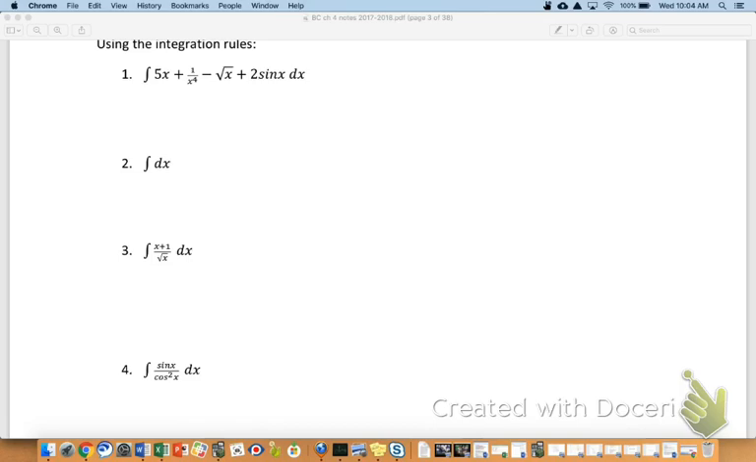Well, I just go backwards with the sign. And that's what it is. You're basically asking yourself, what function, if I differentiated it, would be this?